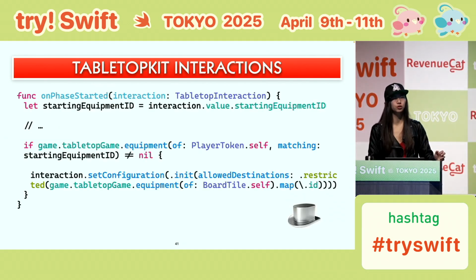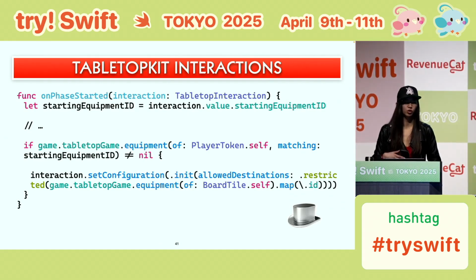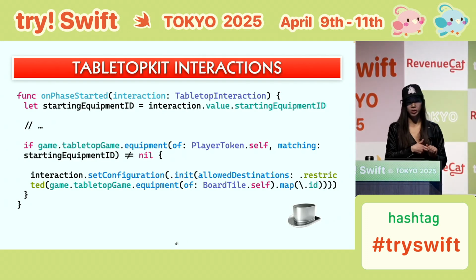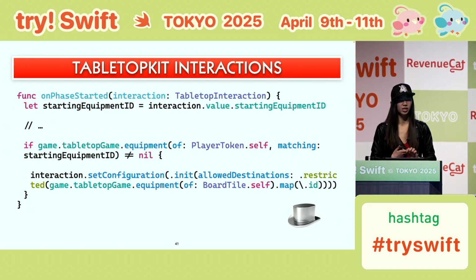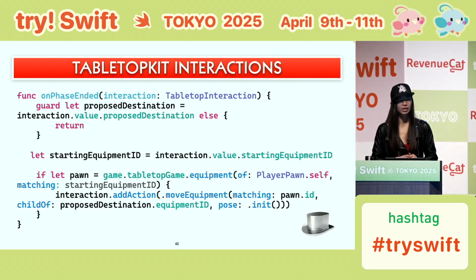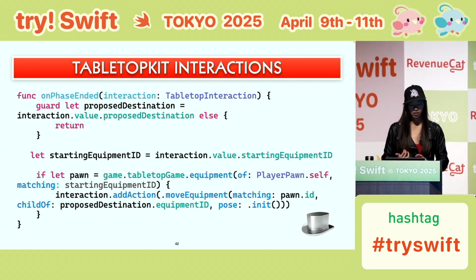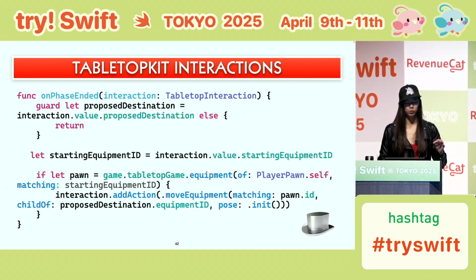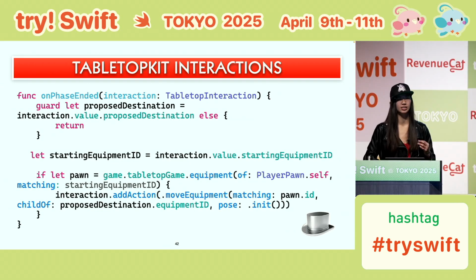But if we were to do this with the tokens, if we were to start this, we would say, okay, are we looking at the player token? And then set its configuration, which would be where this token can land, meaning it could land only on the board tiles, which would be somewhere on the board. If we were to then end that interaction, we have to say the player pawn, add the action of moving that equipment and moving it to a proposed destination.